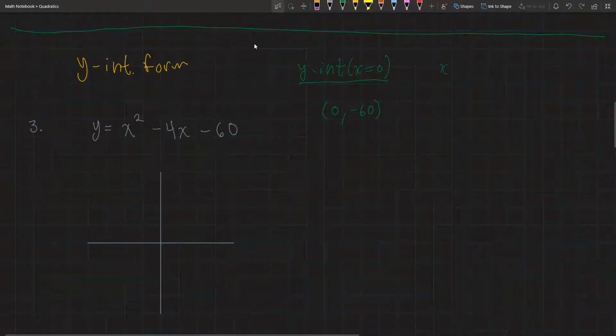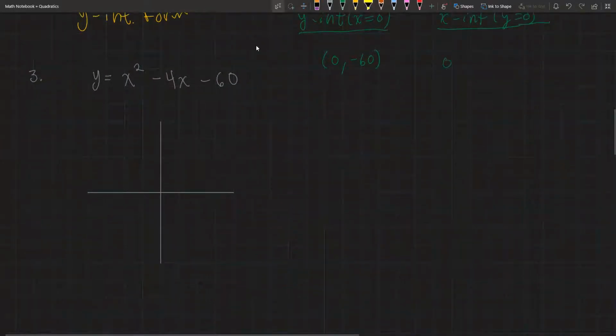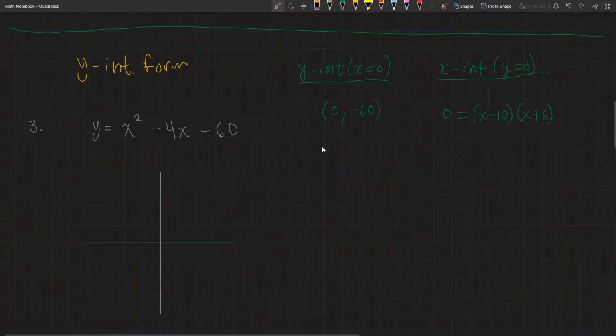X-intercept requires a little more work. That is when y equals 0. And that's when our factoring skills have to come into play. So we're going to say that 0 equals something times something. What's the factor form of this? We're looking for a product of negative 60 and a sum of negative 4. It looks like some form of 10 and 6 should work, only if we have negative 10: x minus 10, and x plus 6. Check your work. That should definitely be the factor form of this. And therefore, we know the x-intercepts are 10, 0, and negative 6, 0.